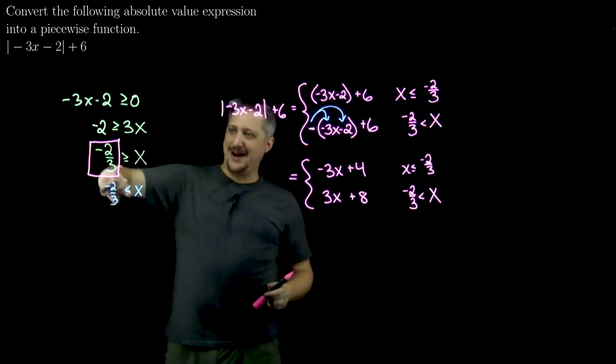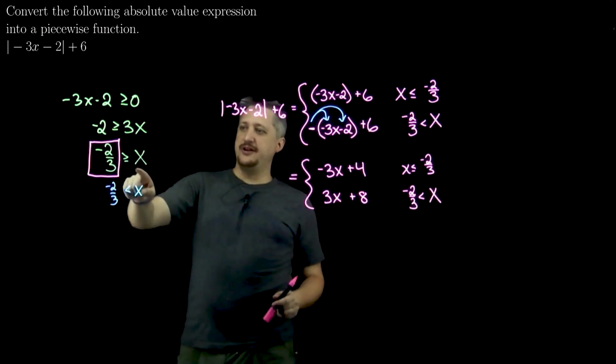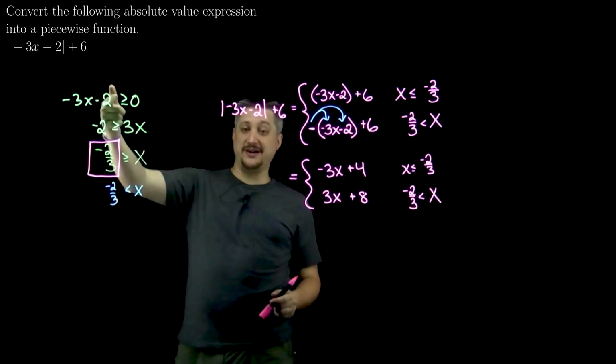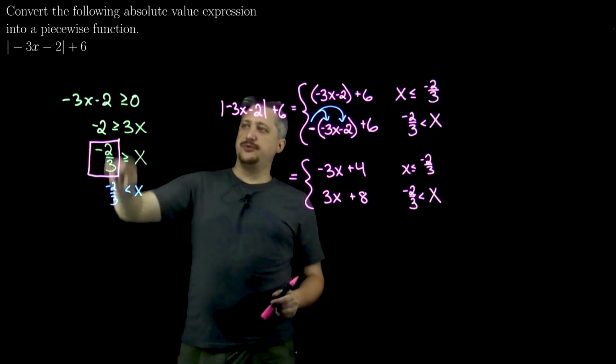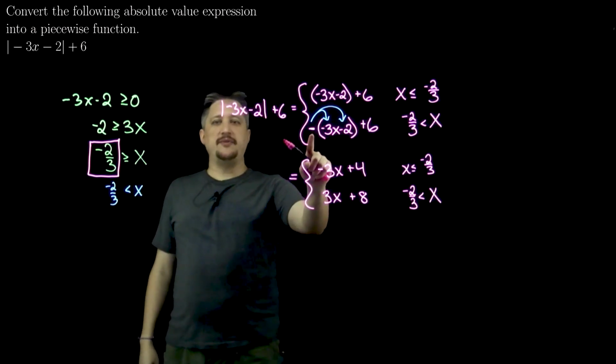I'm in the opposite situation. So before, when it was less than or equal to negative 2/3, that's when the inside was nonnegative. So if it's greater than negative 2/3, that means the inside is negative. That's why I have to multiply by that negative 1.